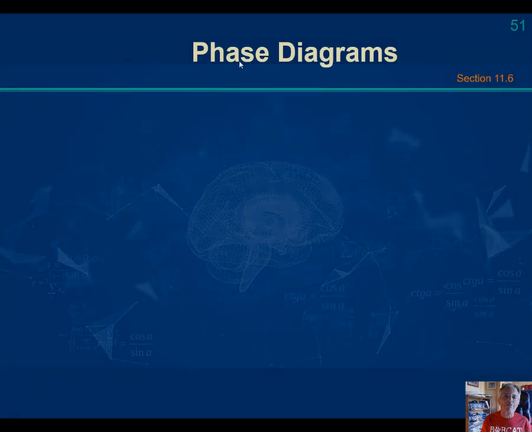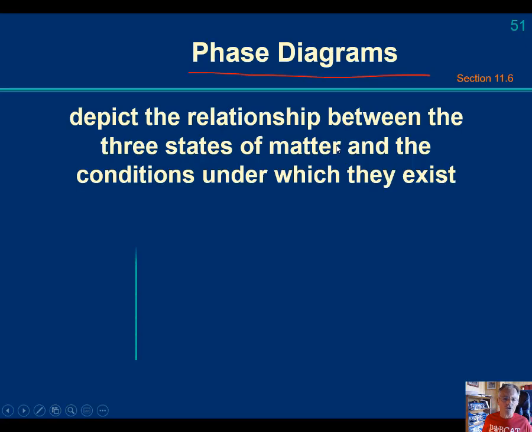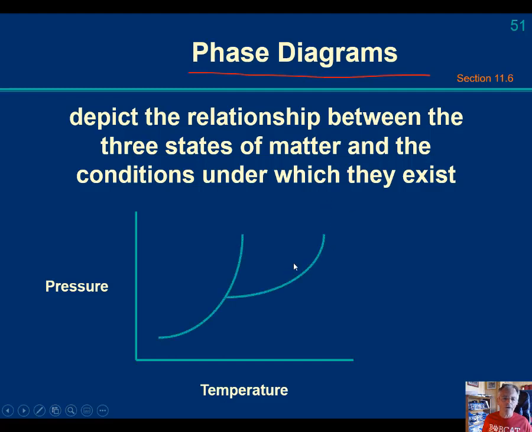Right, let's talk about phase diagrams. What phase diagrams do is they describe the relationship between pressure and temperature with respect to the different states of matter. So over here, let's just get the features. On the y-axis, we have pressure. On the x-axis, we have temperature.